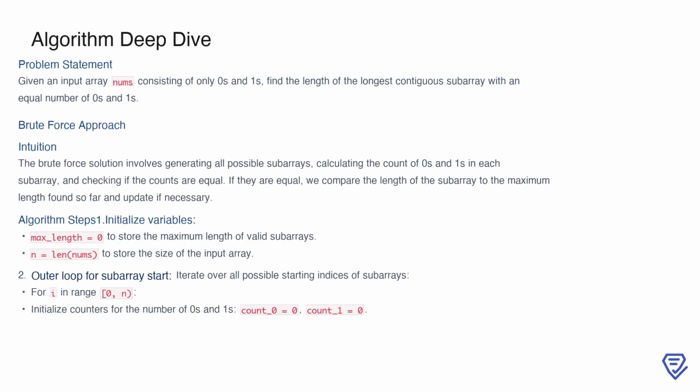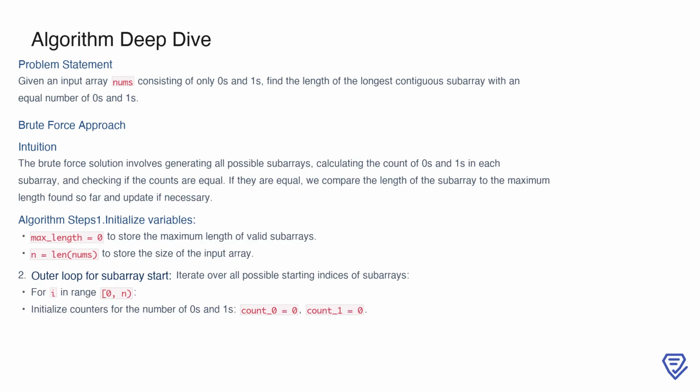To solve the problem of finding the longest contiguous subarray with an equal number of zeros and ones, we can start with a brute force approach. The idea here is simple: generate all possible subarrays, count the number of zeros and ones in each, and check if their counts are equal. If they are, we calculate the length of this subarray and compare it with the maximum length found so far.